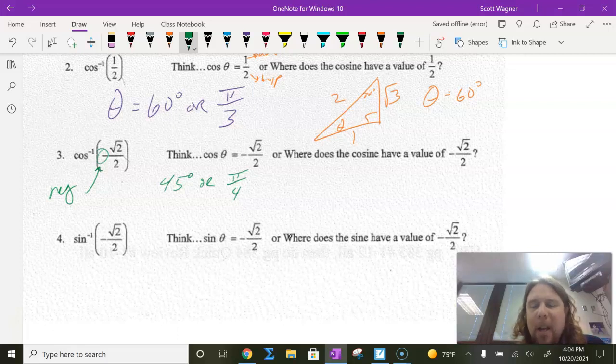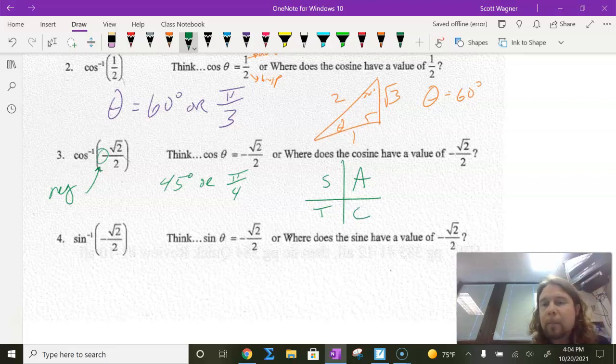However, that should give me a value of positive root 2 over 2, and I want negative root 2 over 2. Because I'm talking about a negative value, if you remember back to our All Students Take Calculus, I don't want the first quadrant, which 45 degrees would be in. Pi over 4 would be in the first quadrant, because that would give me a positive cosine. I want a negative cosine, so I actually want to be in quadrant 2. What angle represents quadrant 2 that's related to 45 degrees? That's going to be 135 degrees, or instead of pi over 4, I could call that 3 pi over 4. So I want the quadrant 2 values because I wanted a negative ratio.